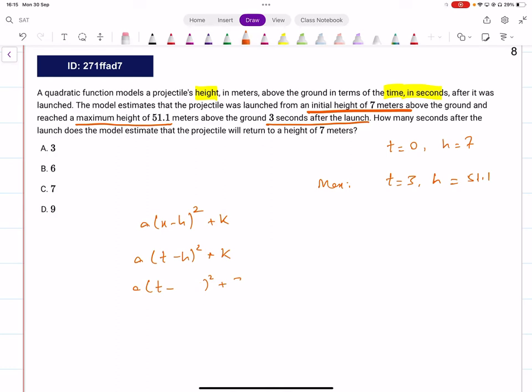H is 3 and k is 51.1. This is what the function is going to look like. Now we do not know what the value of a is. We can find that by inputting t equal to 0 and h equal to 7. We can find a as well, and then we can input h equal to 7 to find the corresponding value for t.